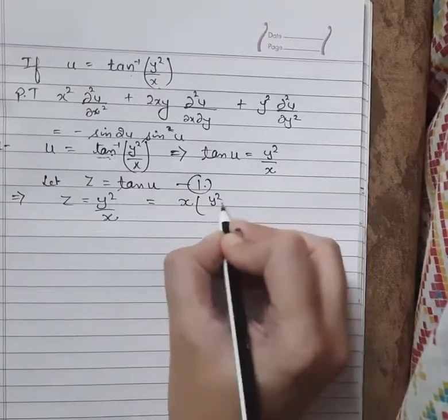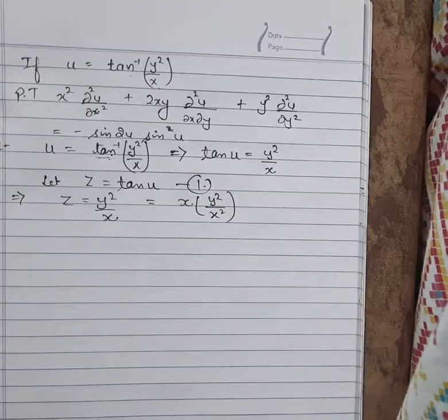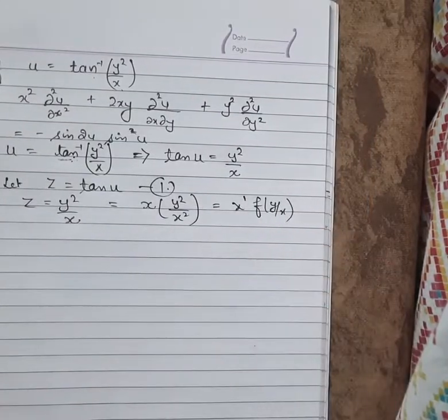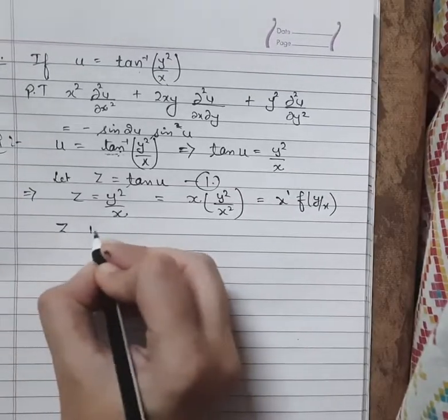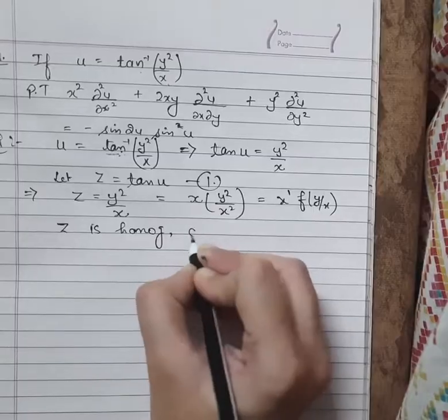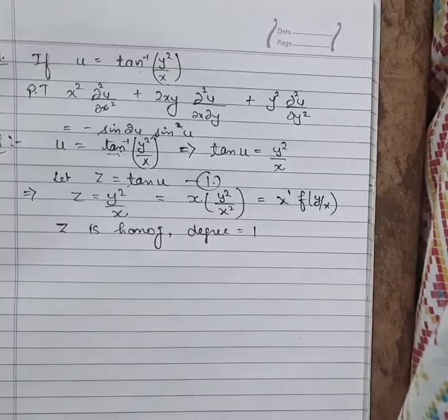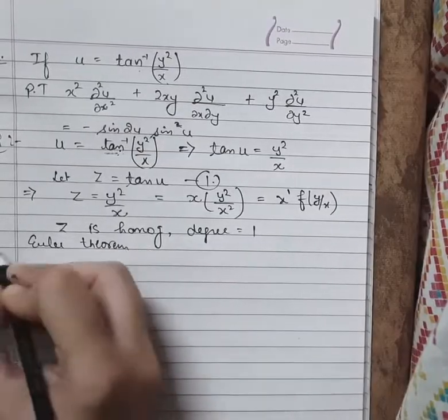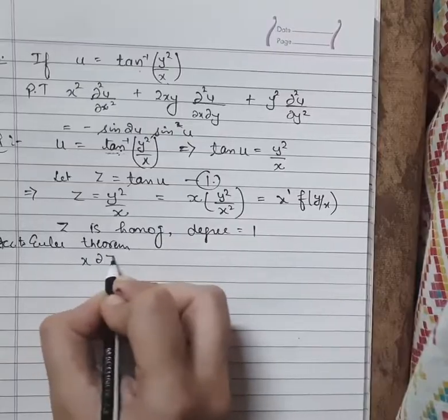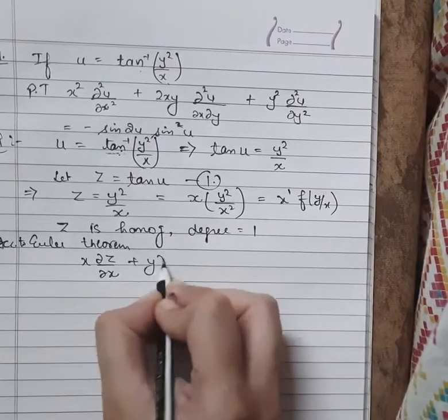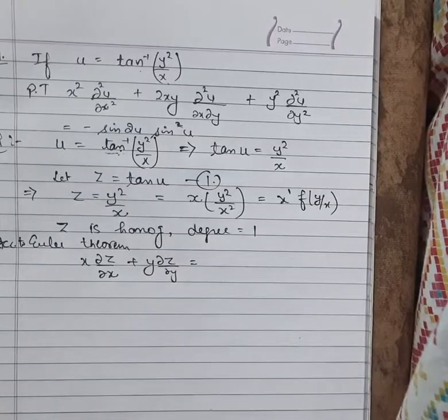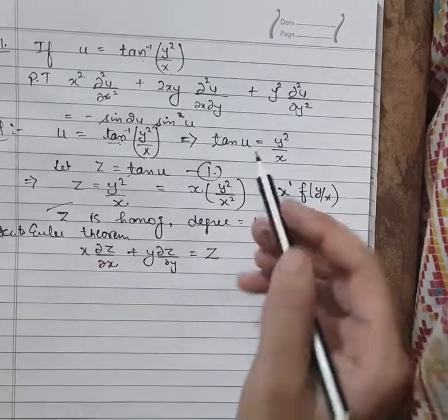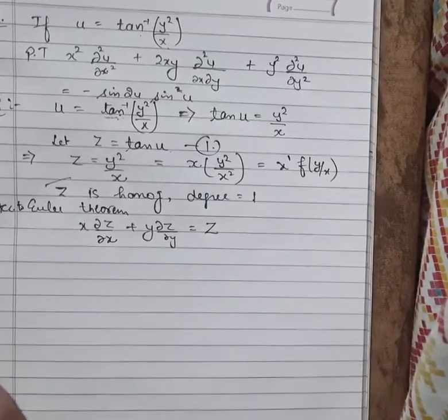Multiplying and dividing by x, I got x into y square upon x square. So it can be written like x raised to power n, means x raised to power 1, f of y by x. So this means z is a homogeneous function with how much degree? Degree is equal to 1. Then what does Euler's theorem state? As per Euler's theorem, x times ∂z/∂x plus y times ∂z/∂y is equal to nz, means 1 into z, that is z. And remember, we are applying the theorem on z, not the u. अभी हम u पे काम नहीं कर रहे हैं, हम z के साथ डील कर रहे हैं.